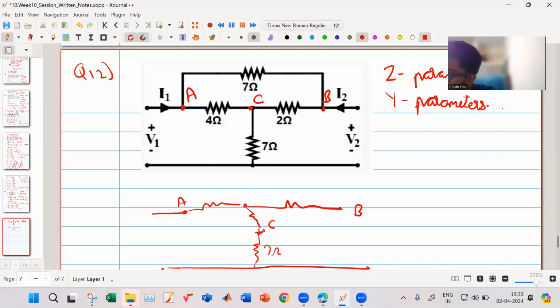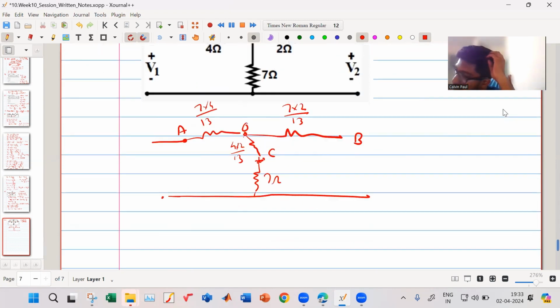Now I need to find what this resistance is. From A to the middle point O, it is 7 into 4 by 7 plus 4 plus 2, which is 28 by 13. What is B to O? It is 7 into 2 divided by 7 plus 4 plus 2, which is 14 by 13. What is C to O? It is 4 into 2 divided by 13, which is 8 by 13. So this is very good.